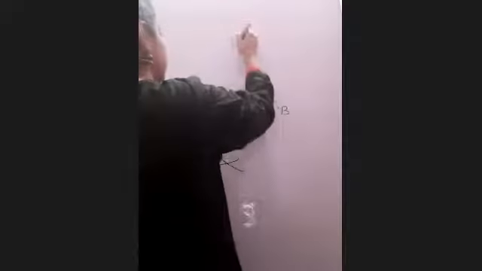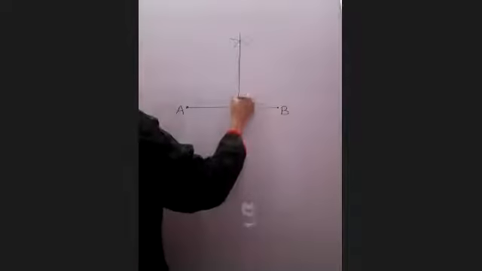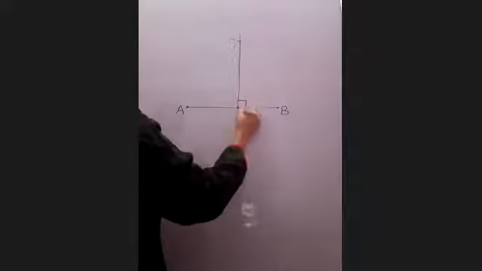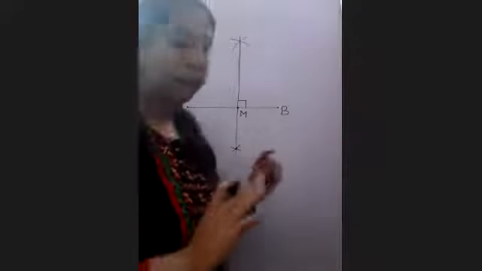Let me just do that. I'm not having a scale, so randomly I'm just drawing it. Now, wherever it is meeting, let it be point M. Let it be point M.